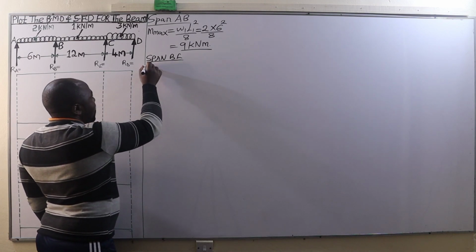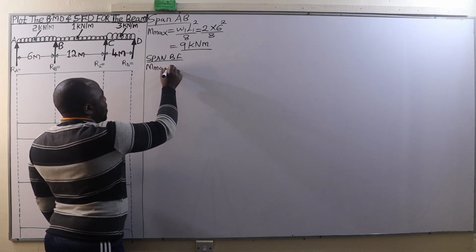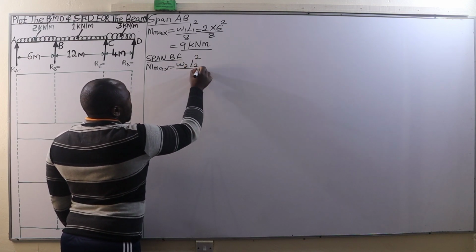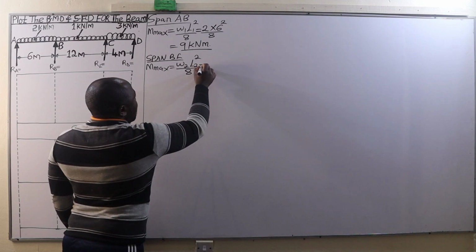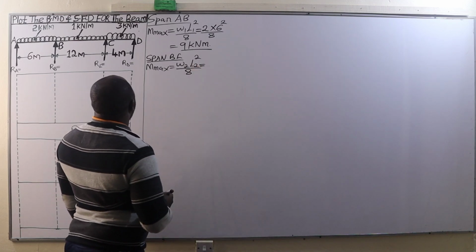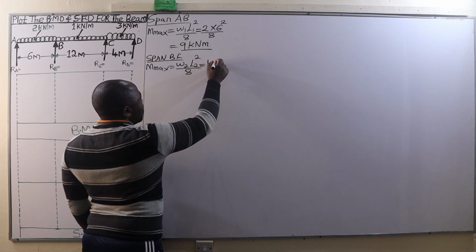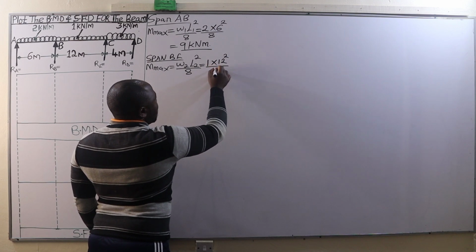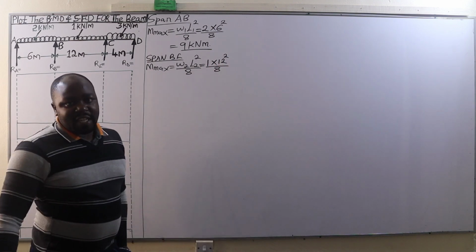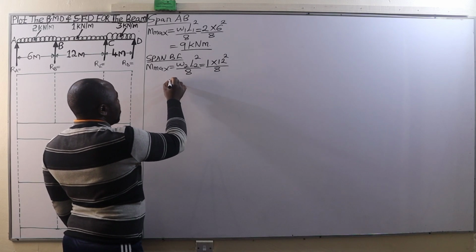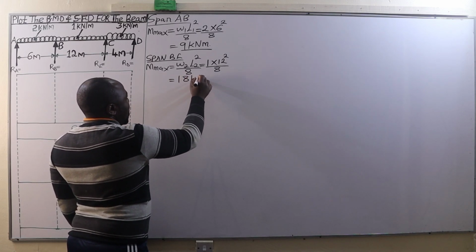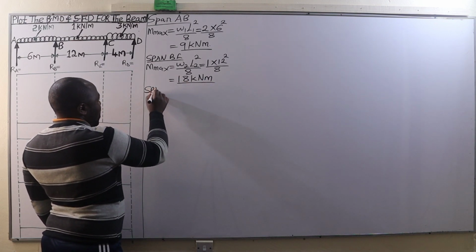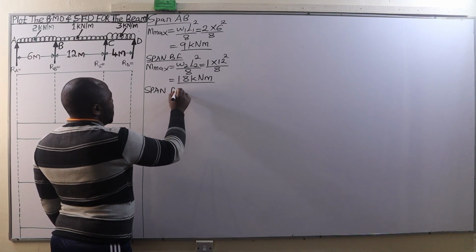And for the span BC, the maximum bending moment is also going to be given by this formula, W2 L2 squared divided by 8, which is going to be W2 is 1 kilonewtons per meter, L2 is 12 meters, we square it, and then we divide that by 8. That's going to give us 18 kilonewton meter, 18 kNm.